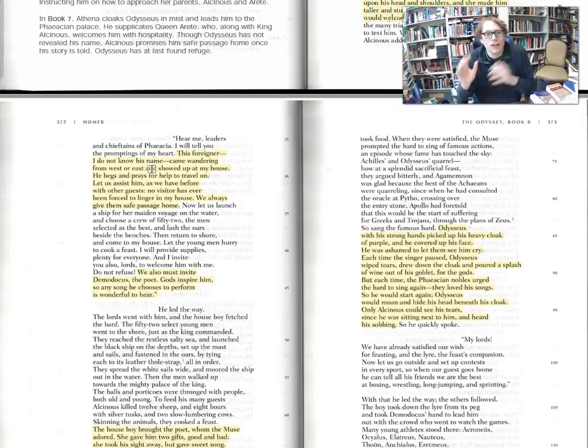So you don't start by saying, "What's your name?" Alcinous has not done that, and he's reminding everybody, I've not asked his name. I've done the right thing that Zeus demands. I do not know his name. He came wandering from west or east and showed up at my house. He begs and prays for help to travel on. And just like a good Xenos, a good host, let us assist him, as we have before with other guests. No visitor has ever been forced to linger in my house. We always give them safe passage home. He doesn't know it's Odysseus, he doesn't know who is in his home, but he says, whoever this is, we're going to help him get home, right?